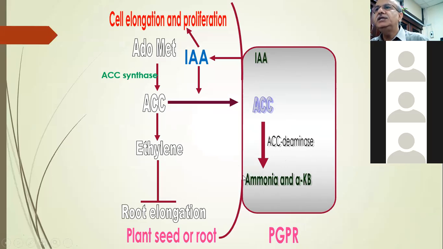But now we have inoculated with a bacteria which can produce ACC deaminase. So this ACC comes out of the plant root, and instead of converting into ethylene, it is converted into ammonia and alpha ketobutyrate due to this enzyme ACC deaminase. And this ammonia and alpha ketobutyrate is used as a nitrogen source by the PGPR. In this way, when there is less ACC inside the plant, there will be less ethylene production. So there will be less harmful effect of high ethylene concentration due to stress, right?